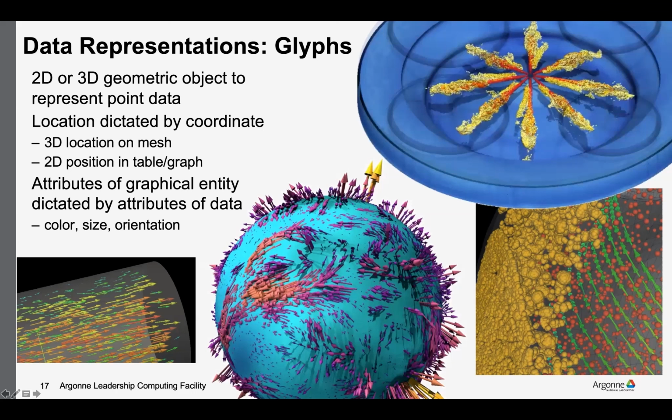In the case of this middle one here, we're actually encoding a number of different variables. There's a vector that represents the direction of velocity, and so these arrows are oriented based on the direction of the velocity, and then they're scaled and colored by the magnitude of that velocity.